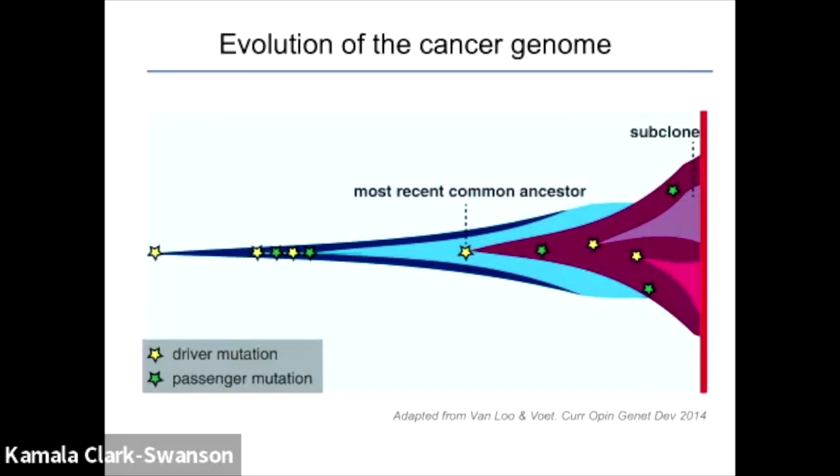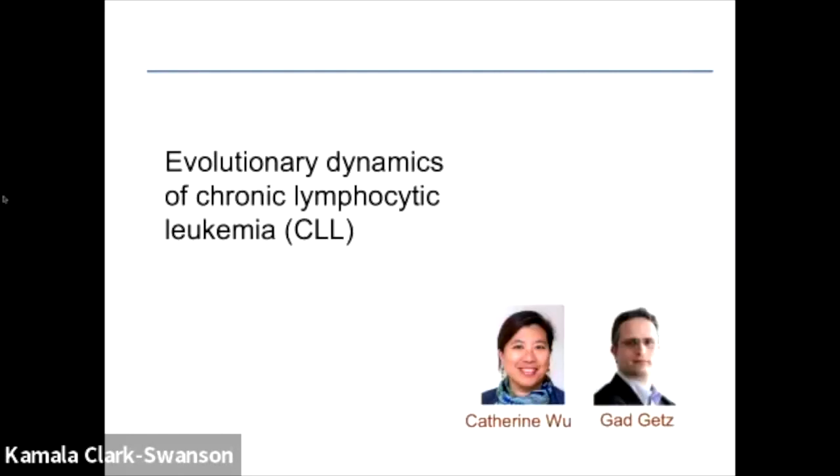But what I try to do, and what my group tries to do, is to put some numbers and equations into this process. So what are the rates at which these mutations are accumulating? What are the timelines at which key events in cancer happen, and so on. And today I will be talking about two very different cancer settings. One is chronic lymphocytic leukemia, and the other is colorectal cancer.